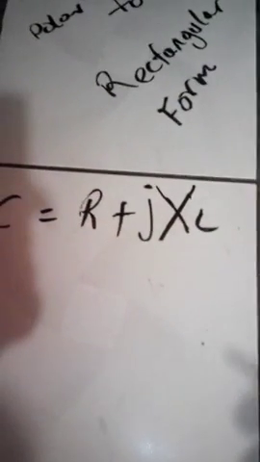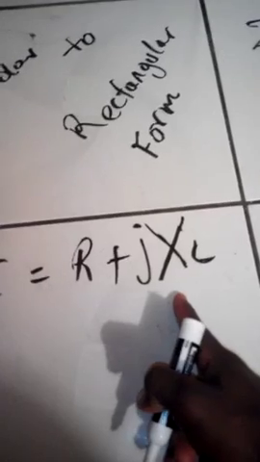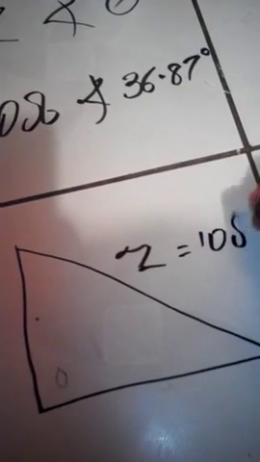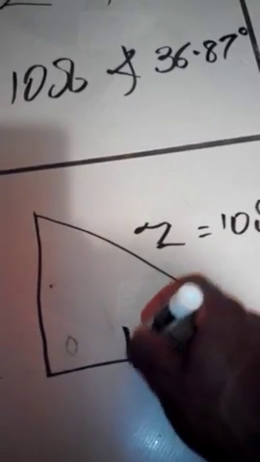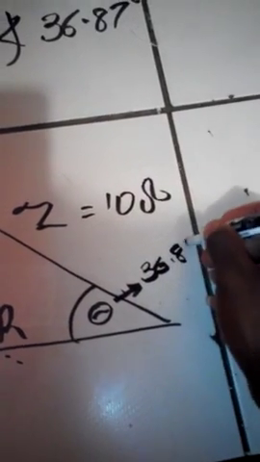Alright? So now, to find R when we have Z, we need to find R and XL on the vertical axis, on the imaginary axis. So we just draw a diagram to show that. So Z, 10 ohm, this point would be R, pure resistance, at 0, and then we have XL. So angle theta would be 36.87 degrees.